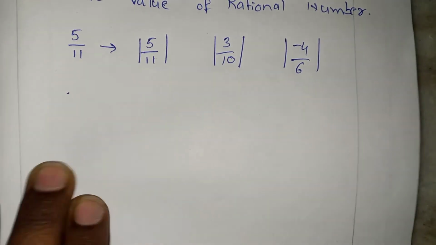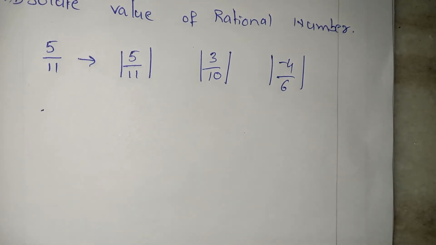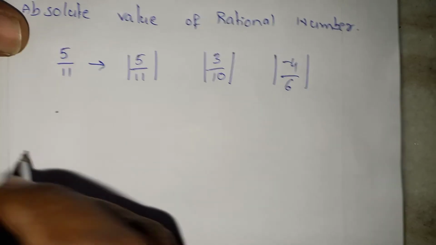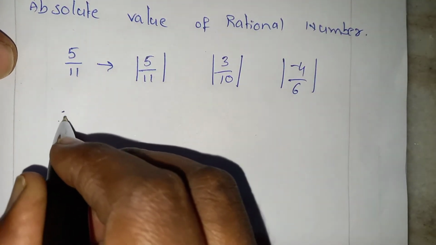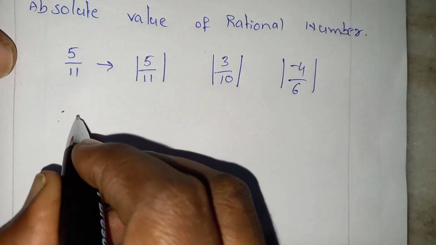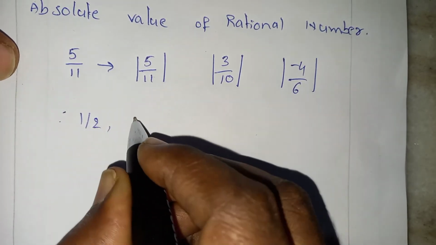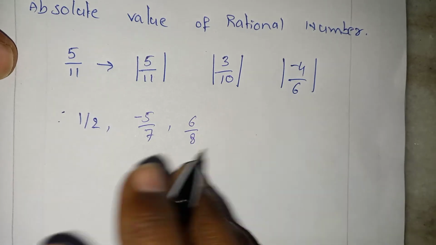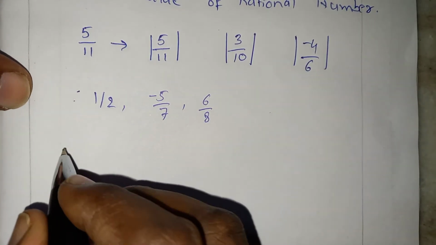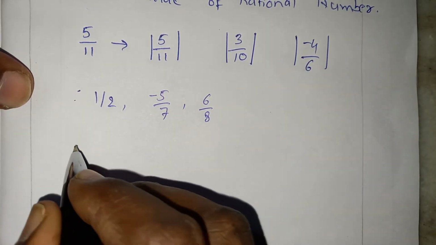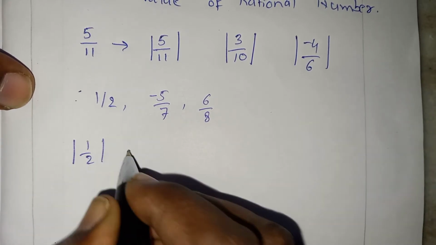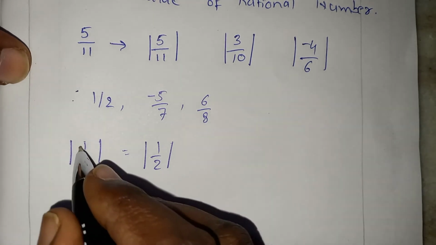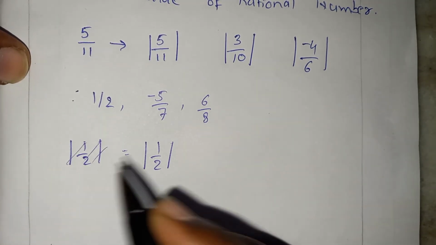You have to read it as the absolute value of some rational number. In some questions they may ask you to write the absolute value for the following rational numbers. They may give 1 by 2, minus 5 by 7, 6 by 8, something like that. Once they ask you to write the absolute values of these, the absolute value of 1 by 2 is equal to 1 by 2. Sorry, on the right, left side you should not write like this.